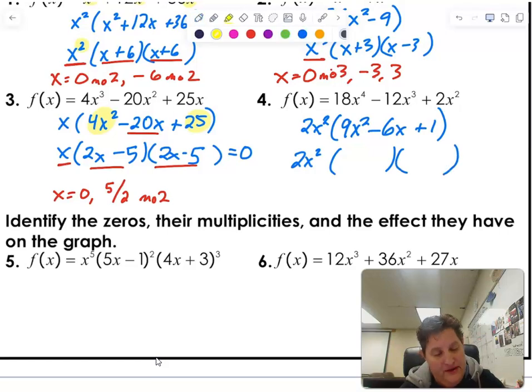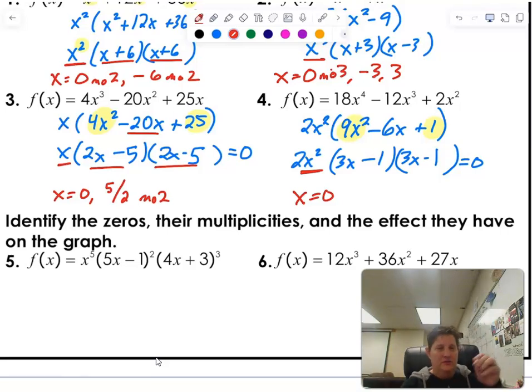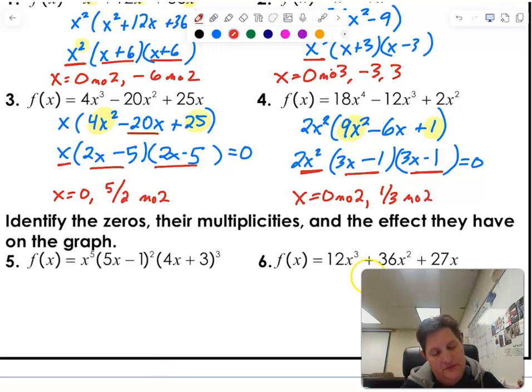And then with this, we could split it up to 3 and 3 or 9 and 1. I think 3 and 3 works. There's only one way to split up the last term: 1 and 1, minus and minus. And so when I set that equal to 0, from this first one, I get 0, because if you divide by 2 and take the square root, it's still 0. So I get 0 with a multiplicity of 2. And then when I solve the other, I get 1/3. That also has a multiplicity of 2.